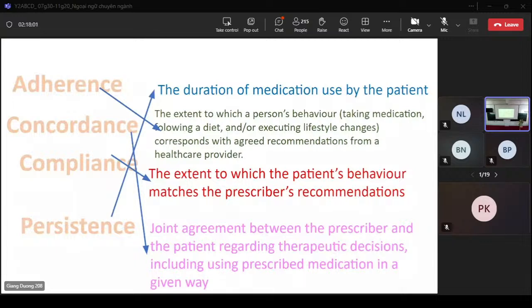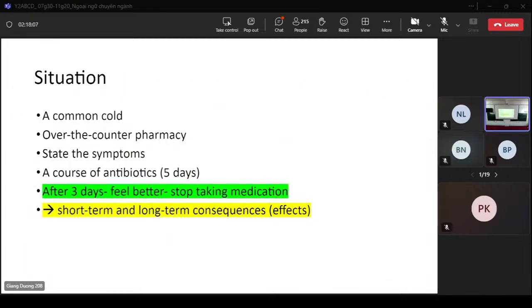And persistent means like the previous situation. Persistent. The pharmacist gave me a course of antibiotic for 5 days and I finished all the medication in 5 days. That's it. Persistent. I fully complete the course of antibiotic. Persistent là kiên nhẫn với nó và mình tiếp tục làm nó. Uống thuốc ha.